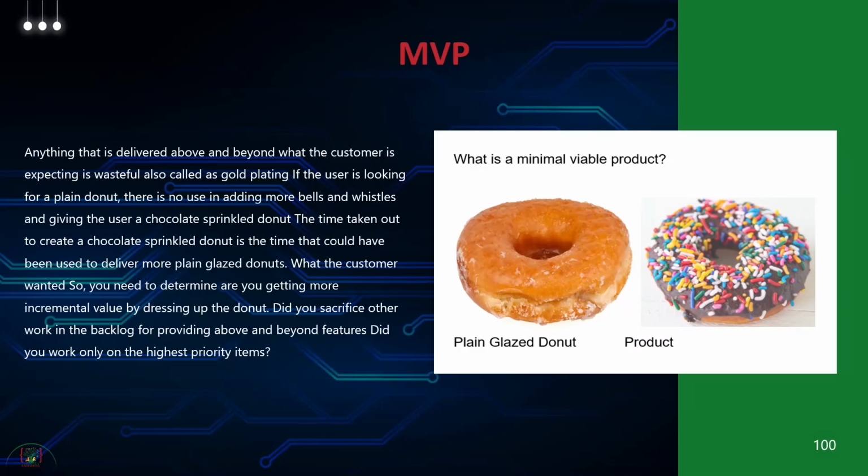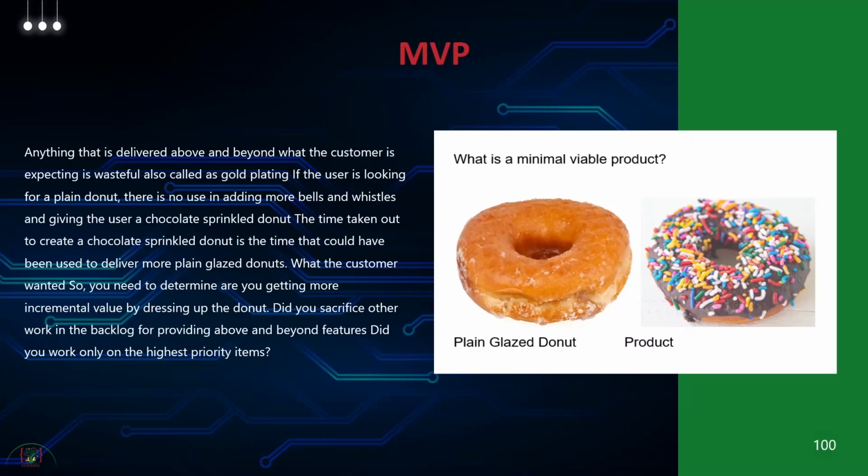So by minimal viable product, I mean you have to provide a skeleton of the product that the customer wants, right? That is the incremental value that you will provide by giving them a donut. In this case, they wanted a plain glazed donut. Give them a plain glazed donut, right? Do not add more bells and whistles and give them something else which they don't want, which they probably won't like, and you probably sacrifice some features by providing this donut, right?